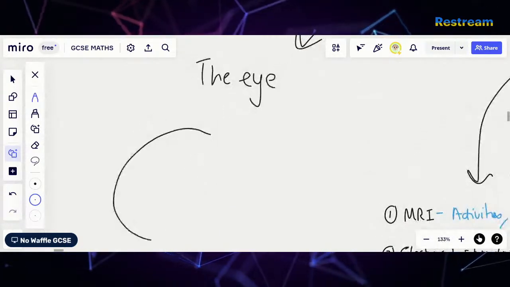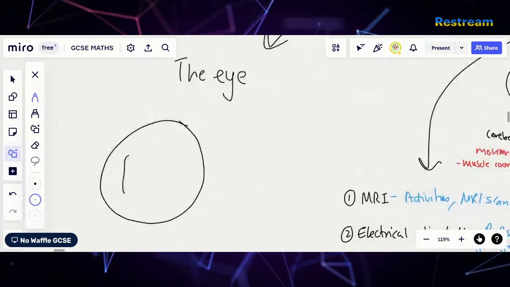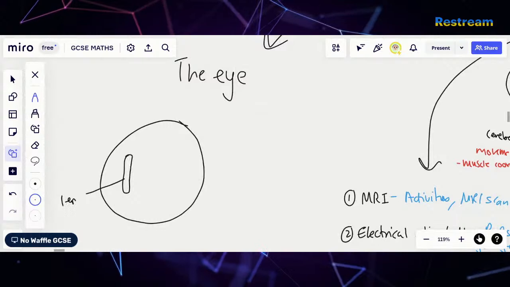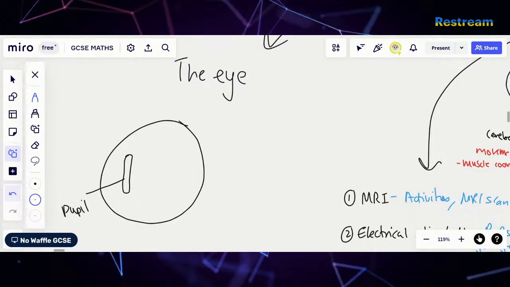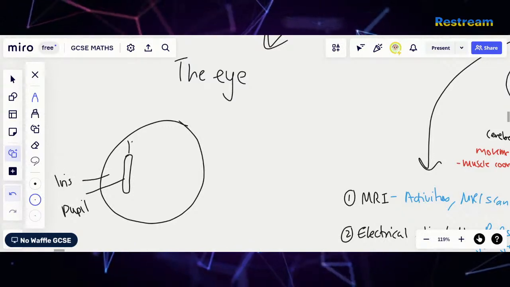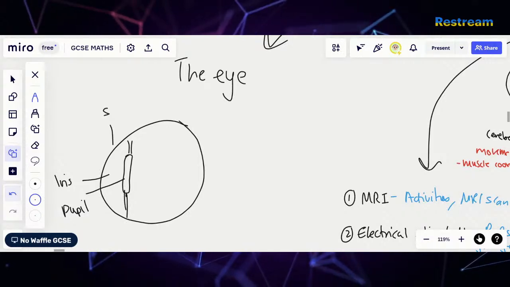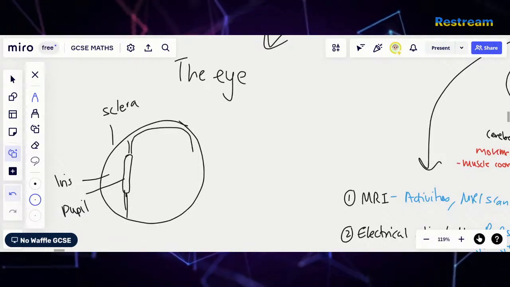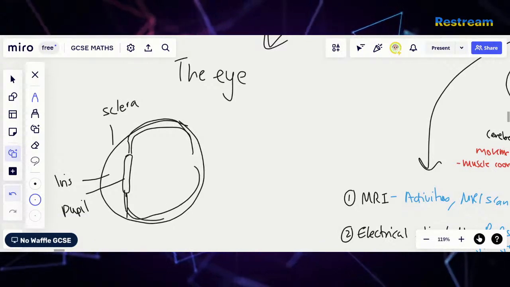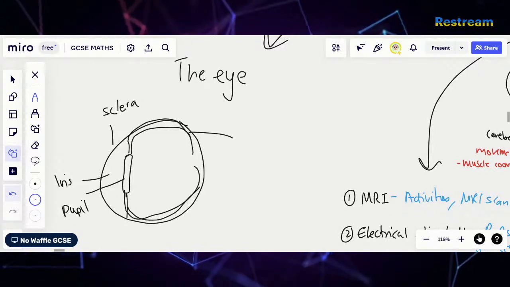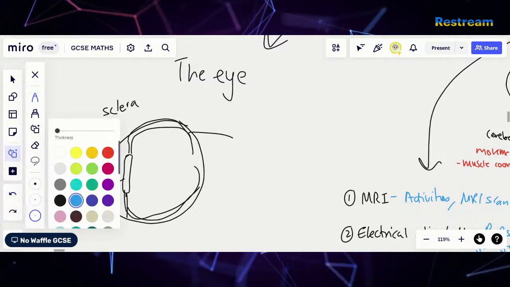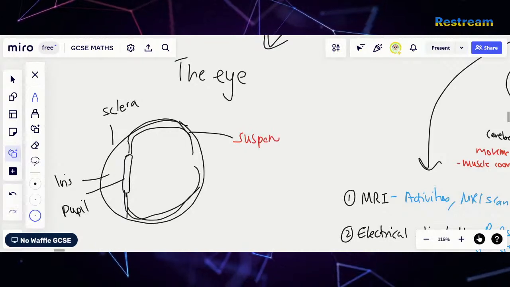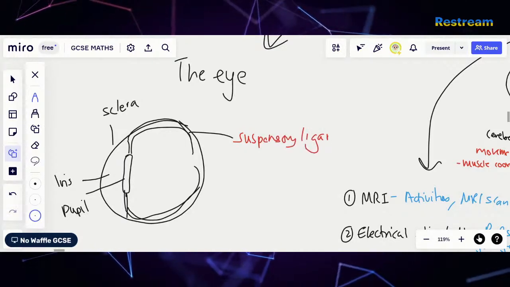So imagine this is the eye. We have the lens and the pupil. The iris is in front of the pupil. The outer layer is called the sclera. It's a tough outer layer. Then we have the two muscles here. So we have the suspensory ligaments, and we have the ciliary muscles.